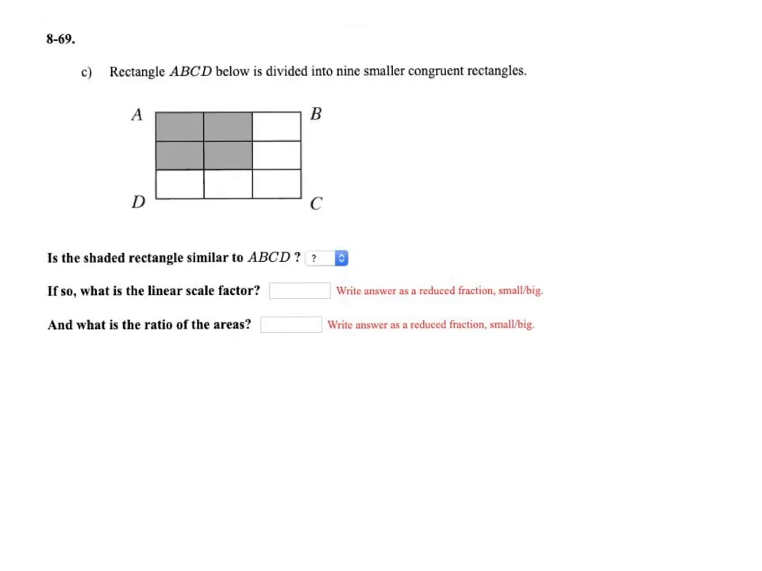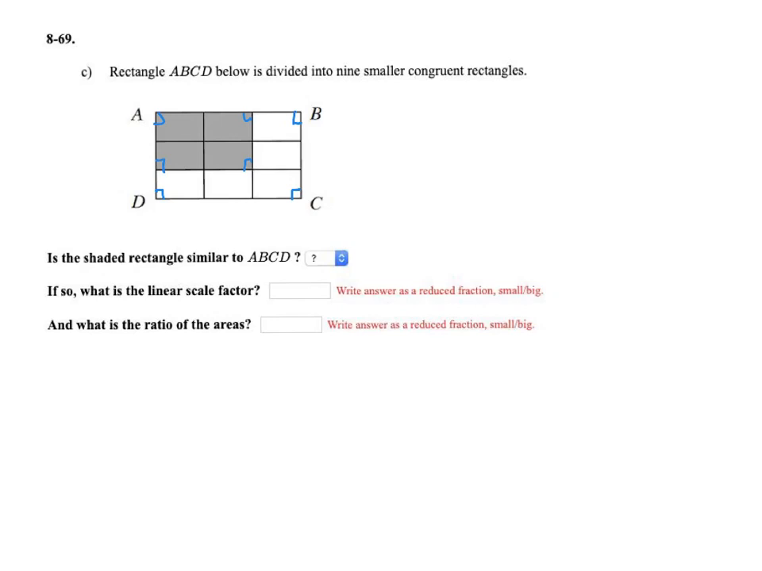Okay, in this question, the first thing it's asking is, is the shaded rectangle similar to the large rectangle? And we can figure that out. In order to do similar figures, two things have to be true. We have to have that the angles are all the same measure. Well, in this case, all of these are 90-degree angles, so the corresponding angles are all congruent.